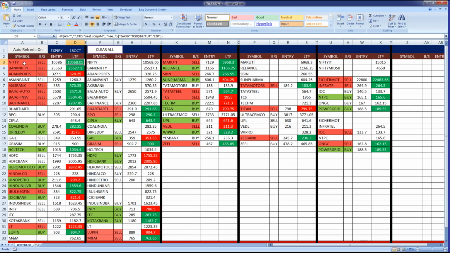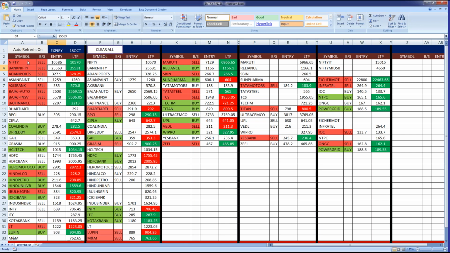So in the morning we had a gap up open of more than 100 points, and after that the market actually came down. On the gap up open we did not pick any calls, and when we got fresh calls, we got a sell call in Nifty with an entry price of 10,586. Now the LTP is 10,566. So this is in profit, roughly 20 points profit. The same thing is with Bank Nifty and Adani Ports.